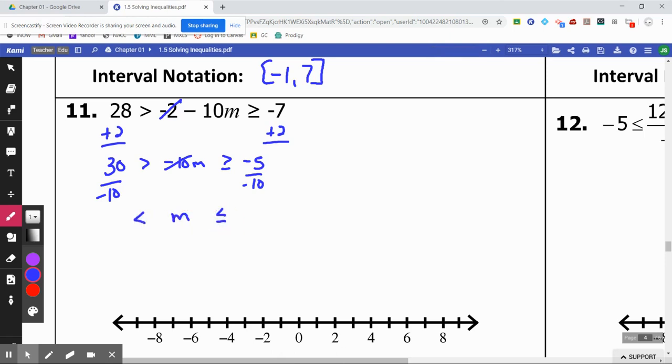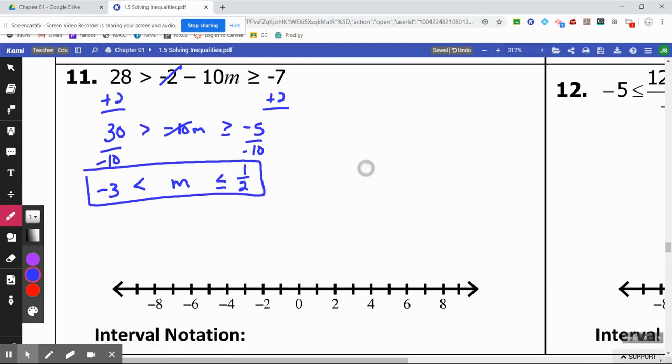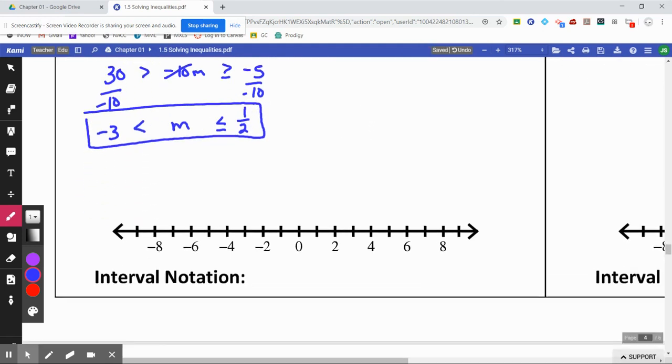30 divided by -10 is a -3. Negative divided by negative is a positive, 5 over 10 is 1/2. So that means that m is bigger than negative 3 and smaller than or equal to 1/2. Here is negative 3, and 1/2 is about right there. So m would be the stuff in the middle: all values from negative 3 up to 1/2, including 1/2, not including negative 3.